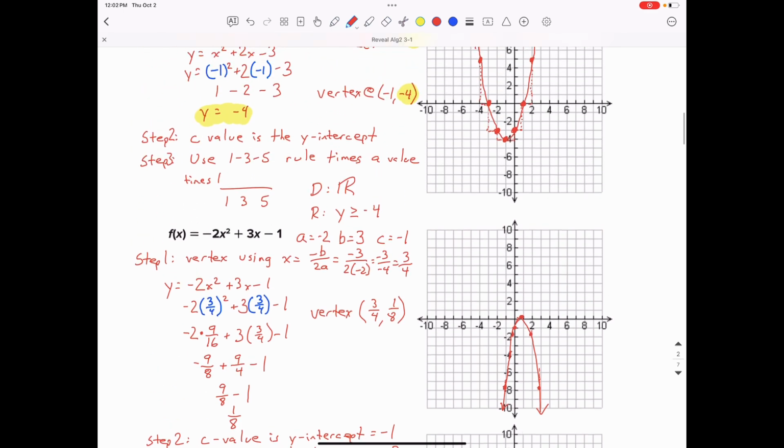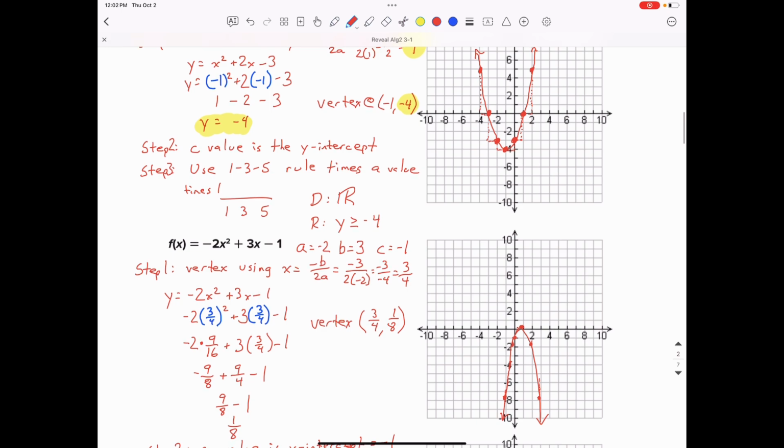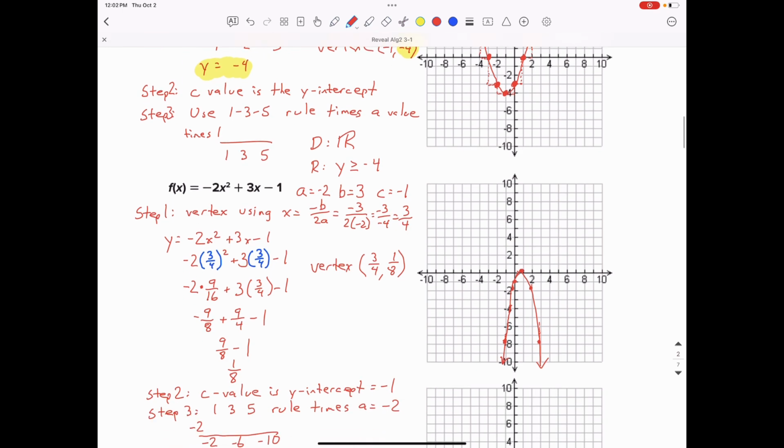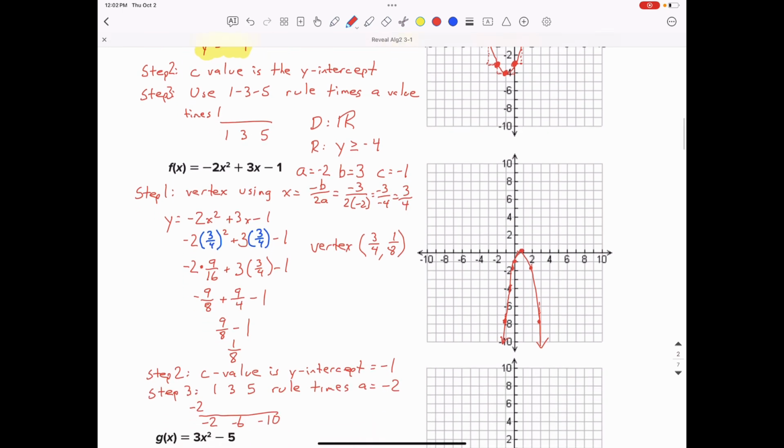Notice if we compare it to the first one, it is skinnier. It is skinnier because the -2 affected the graph by stretching it. And that has the effect, and since it's negative, it actually opens downward.